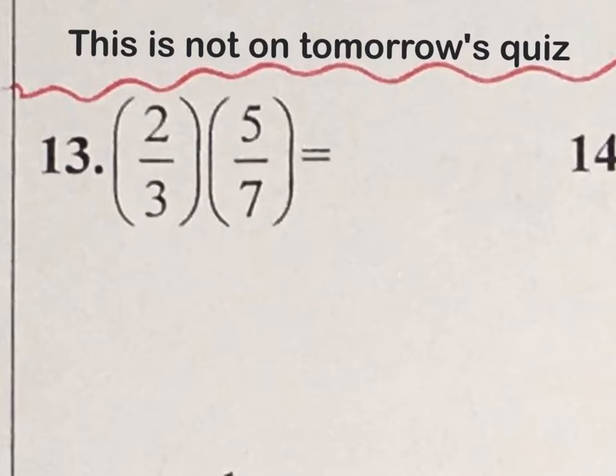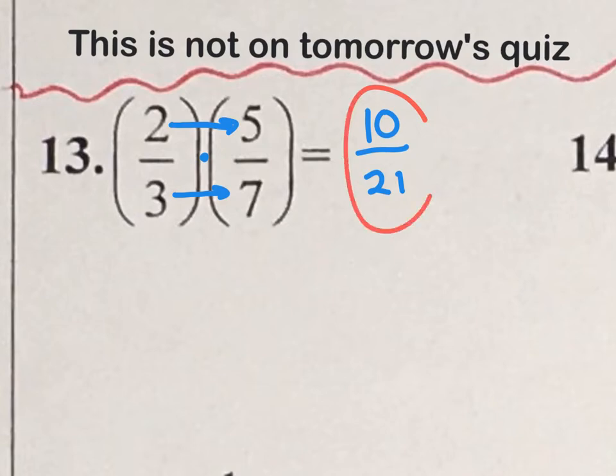So right here, we know we're multiplying because there's no sign between the parentheses. And the top, 2 times 5, we're going to get 10. And the bottom, 3 times 7, we're going to get 21. And you try to reduce it, but you can't reduce, so that's your final answer, 10 over 21. And of course, the rules still apply. What do I mean by that? This is a positive times a positive. The answer is positive. So your answer is 10 over 21.